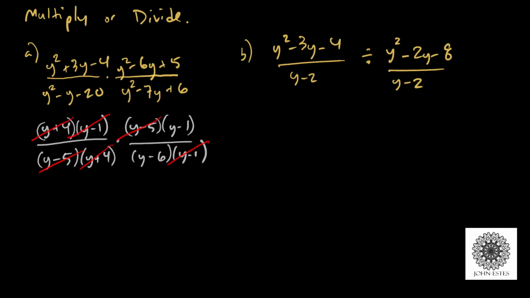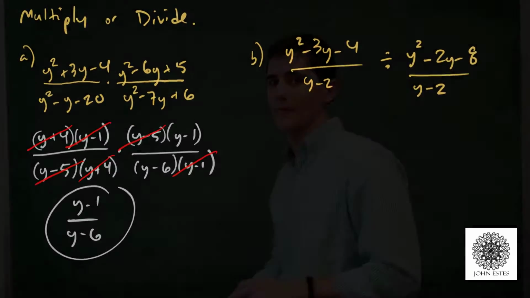So actually there's not much left to multiply. What's left in the numerator is a y minus 1, and in the denominator I'm left with a y minus 6. And there's my answer. It's simplified. So when you're multiplying these together, you just cancel a lot of things out and there's not much left to deal with, and so the arithmetic's not too bad.